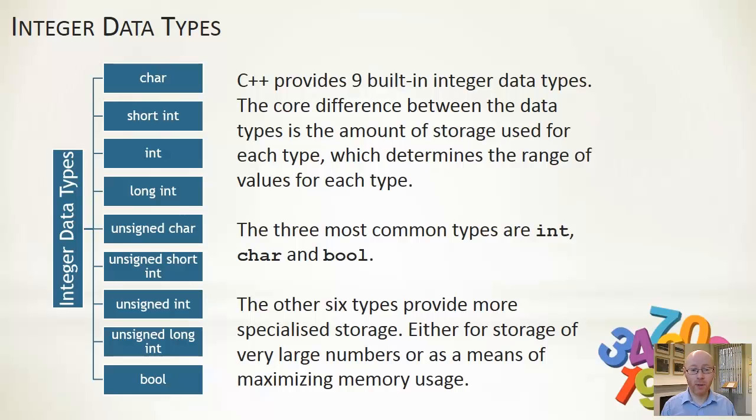In C++, we have a char, a character, a short int, an int, a long int, an unsigned char, an unsigned short int, an unsigned long int, and a bool. Indeed, we also have a bit more than this. We have long longs and other things related to that as well. The three most common types are int, char, and bool.